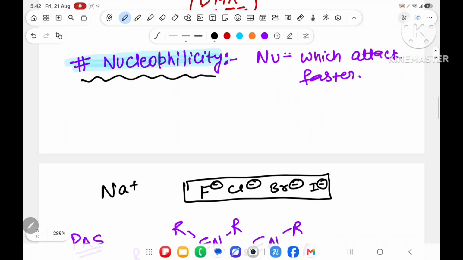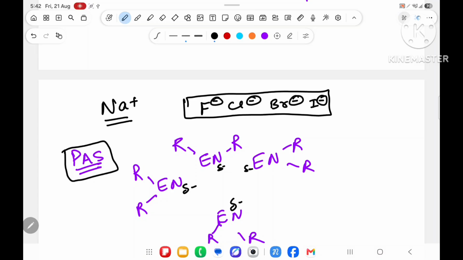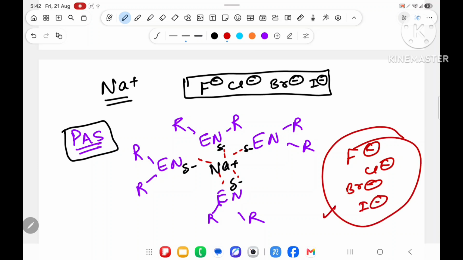Nucleophilicity means the power of a nucleophile to attack faster. Which nucleophile will attack very fast? Suppose I take one example: I have taken a polar aprotic solvent, and in that solvent I put sodium and also fluorine, chlorine, bromine, iodine. Polar aprotic solvent has an electronegative atom, no hydrogen. The sodium will be in the middle. These all will attract towards themselves and make a cage-like structure. But fluorine, chlorine, bromine and iodine are all free to move. No one is touching them.